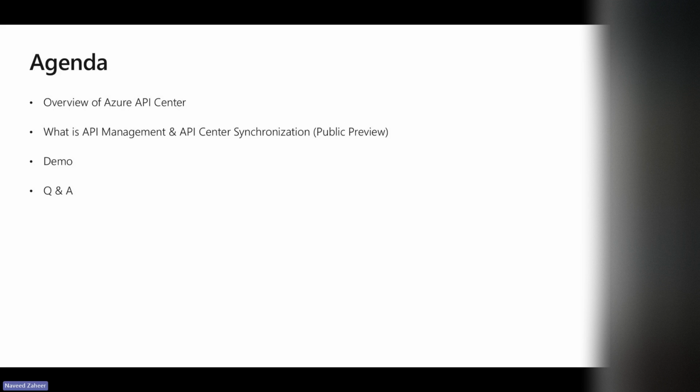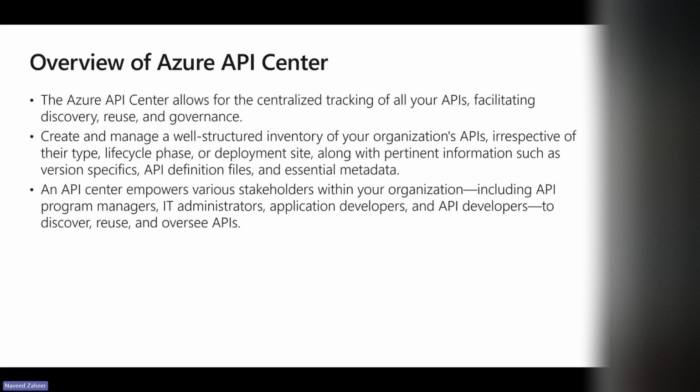So let's talk about Azure API Center. What is Azure API Center? Azure API Center is a service which allows you to catalog, basically maintain an inventory, track all your APIs, and do centralized governance for all your APIs in your organization.